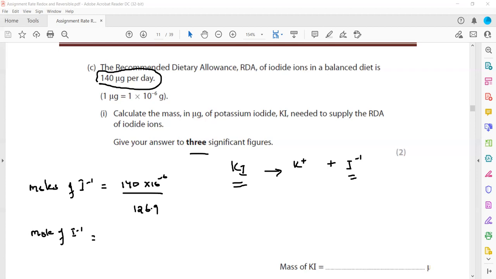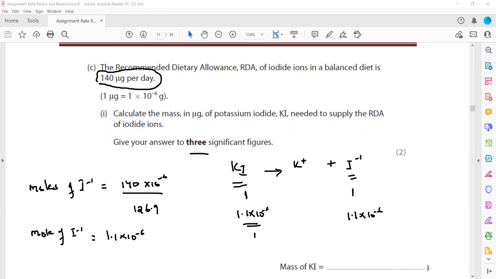So moles of iodide, 140 divided by 127 or 126.9. So this will give us 1.1 into 10 to the power minus 6. So these are the moles of iodide. And what is the ratio between iodide and potassium iodide? The ratio is 1:1. So if we have 1.1 into 10 to the power minus 6 moles of iodide, we'll have the same number of moles of potassium iodide.